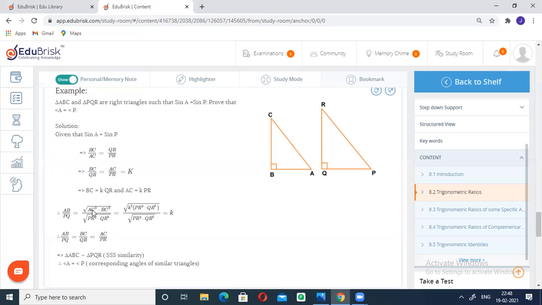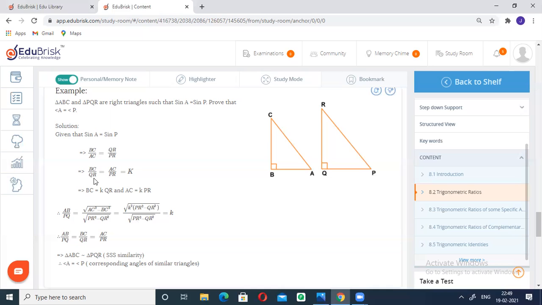So we got it like this. Now substitute for AC and BC. So AC square minus BC square will come as K square PR square minus K square QR square. K square is common, so K square into PR square minus QR square. Root of K square is K, so it will come outside and the remaining is root of PR square minus QR square divided by root of PR square minus QR square. Cancel out and we get it as K. So after doing this calculation, AB by PQ is K.